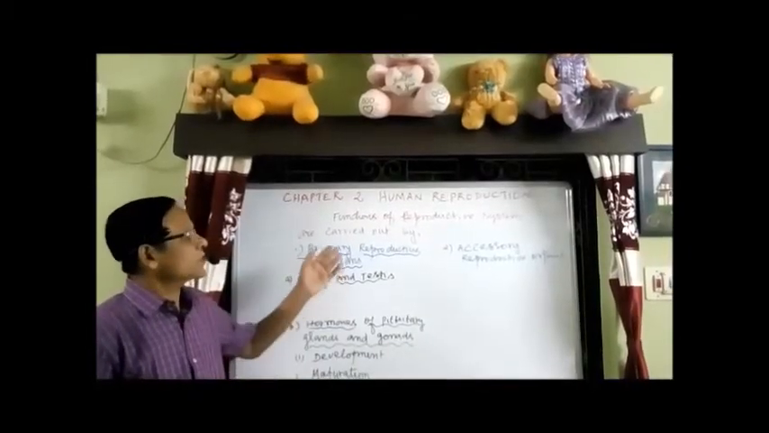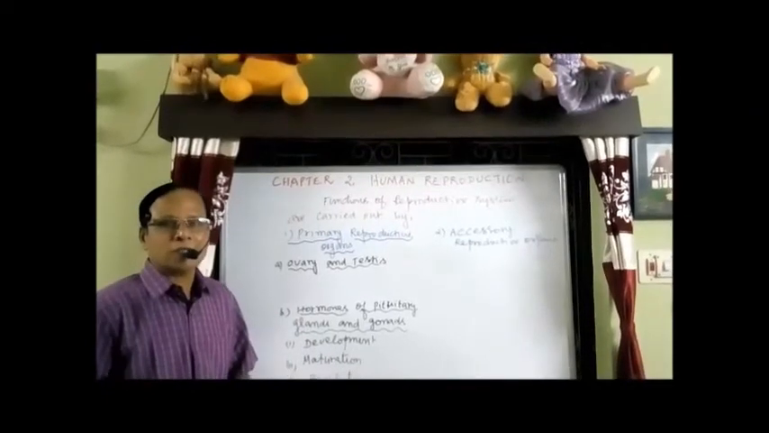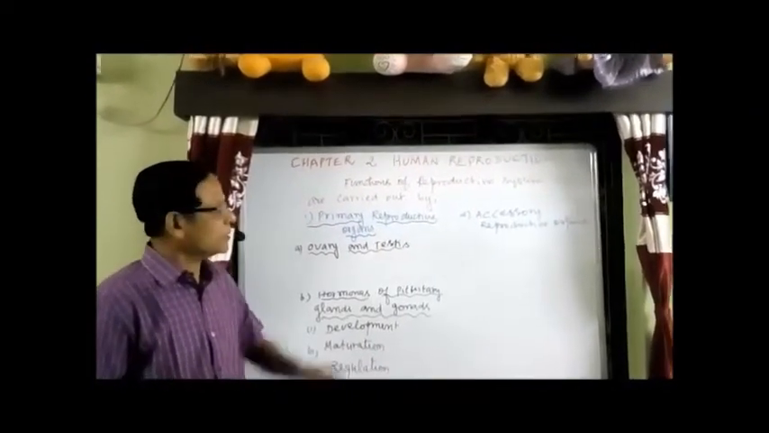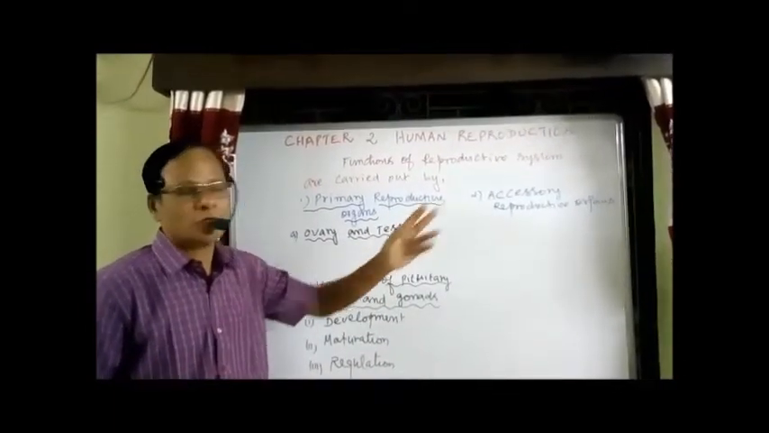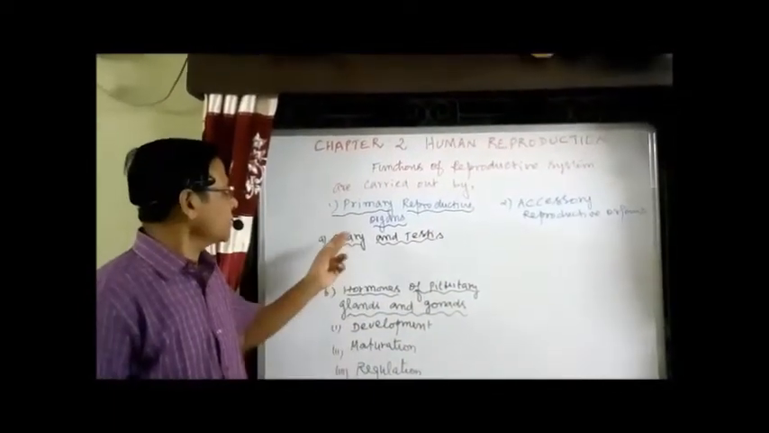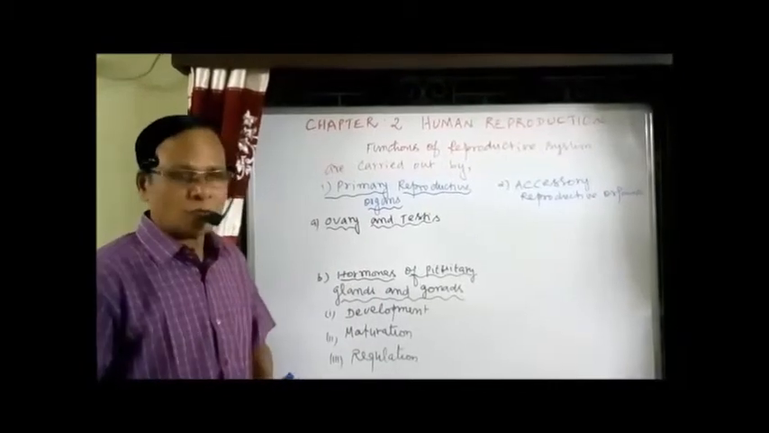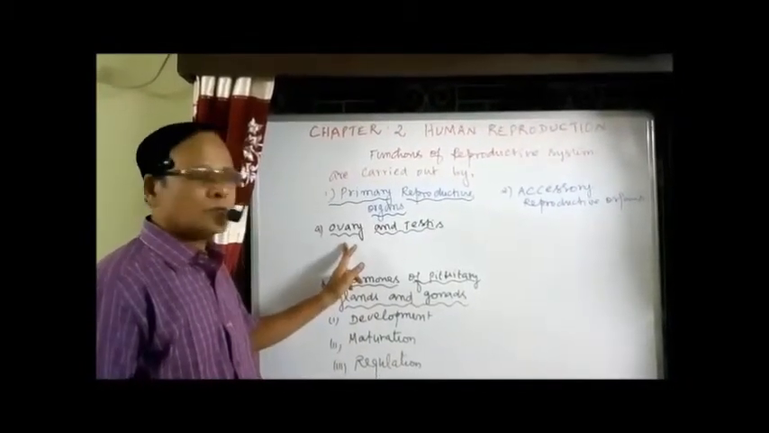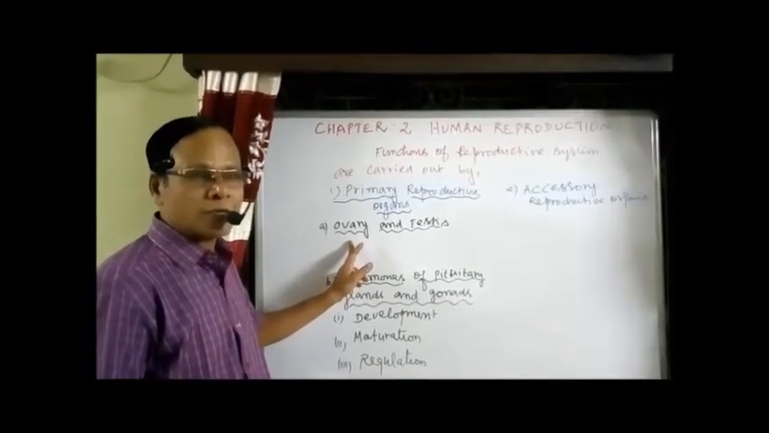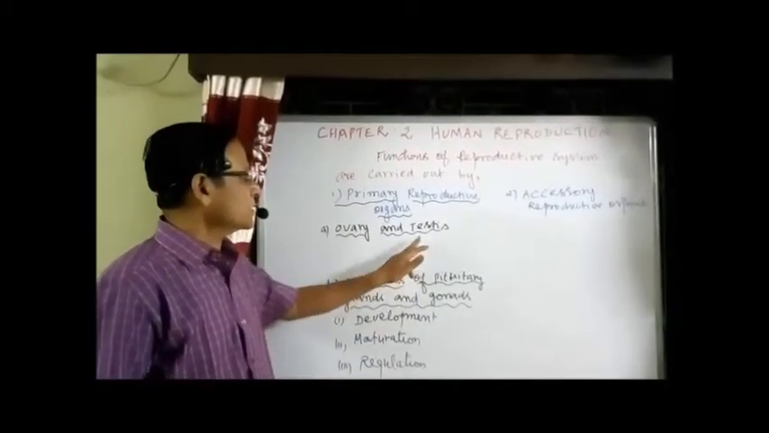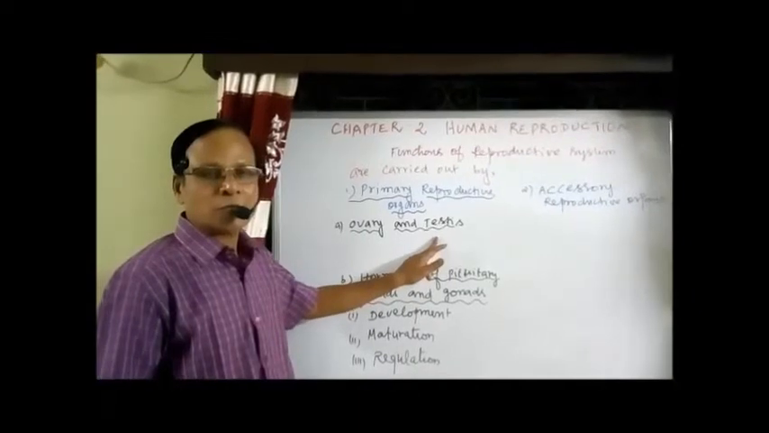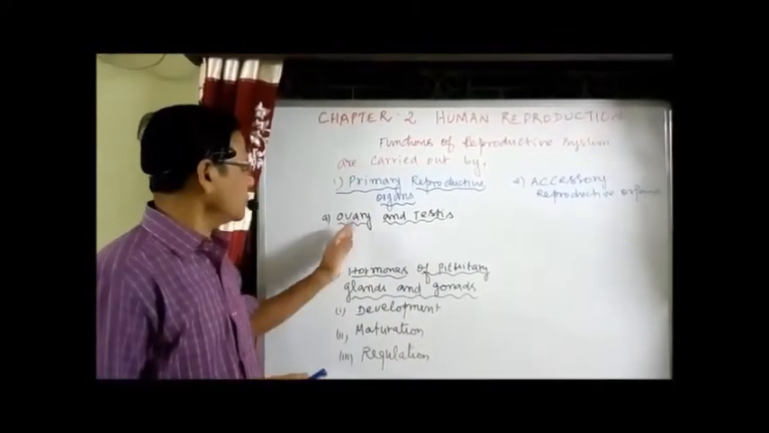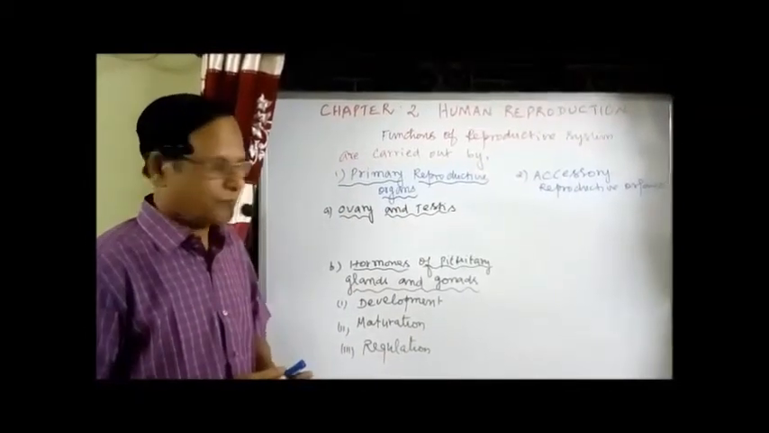Now the functions of reproductive system are carried out by number one, primary reproductive organs. Number 2, accessory reproductive organs. Now the primary reproductive organs include mainly the ovary and testes. Ovary is responsible for the production of ova or eggs by oogenesis. Testis is responsible for the production of sperms, the male gamete, by spermatogenesis. That's the role of ovary and testis respectively.